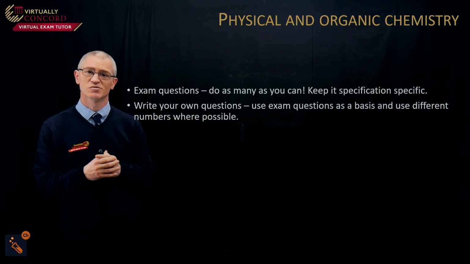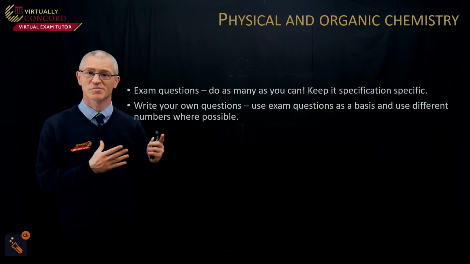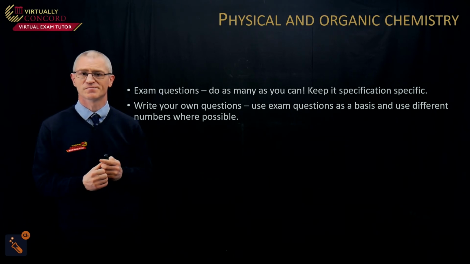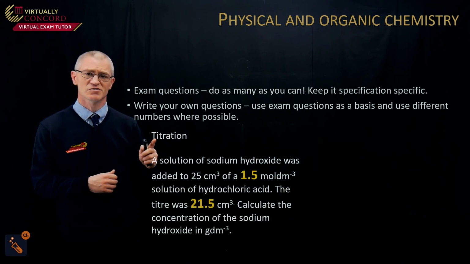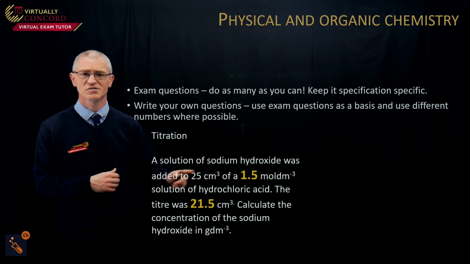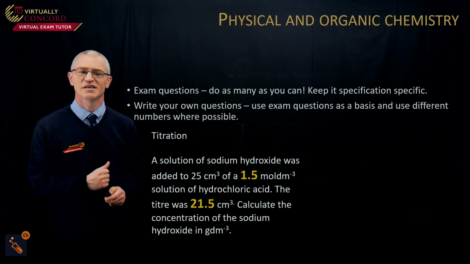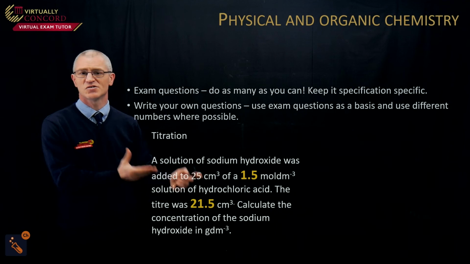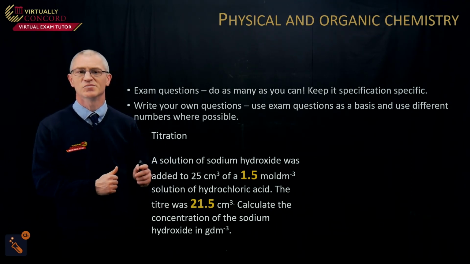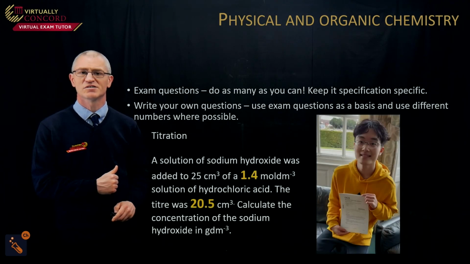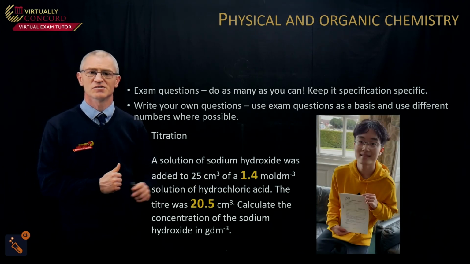Write your own questions where possible. Use exam questions as a basis, and then use different numbers. And I'll give you an example of this. We've got a titration question here. A solution of sodium hydroxide was added to 25 centimetres cubed, and I've highlighted 1.5 and 21.5 because they're the numbers that I'm going to change. So I saw this in an exam, I copied the question, and I just changed a couple of numbers. And then I'm going to try the question again and do it with those numbers.